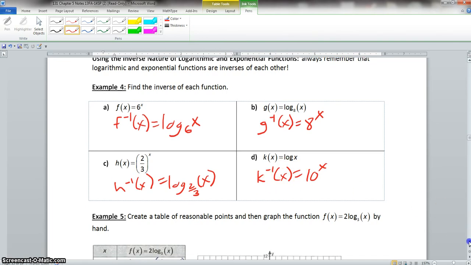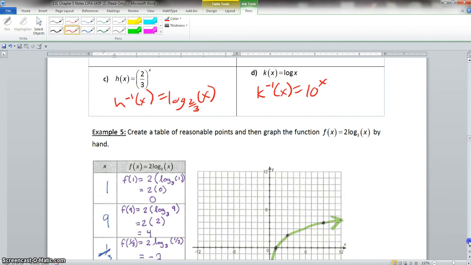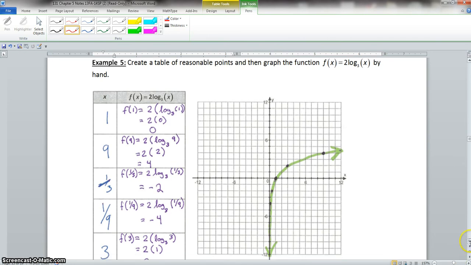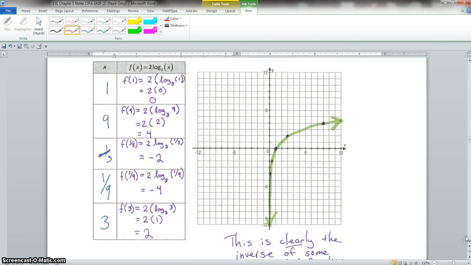Now we scroll down here to example 5. It says create a table of reasonable points and then graph the function f of x is equal to 2 times log base 3 of x by hand. Now I took the liberty of putting in some points here because we didn't want this shifting all over the place. So we have x and we have f of x is equal to 2 log base 3 of x.